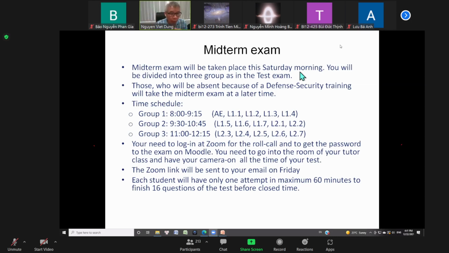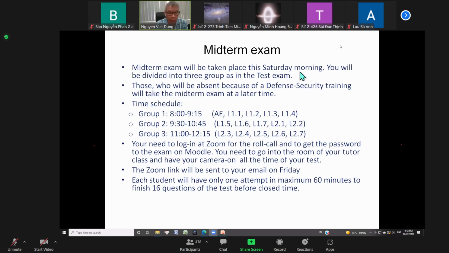Now there are some more requirements for you. The first one, you need to log in at Zoom to take the roll call and to get the password to the exam on Moodle. When inside the Zoom, you need to go into the room of your tutor class. And I require that you switch on your camera during the test. The Zoom link will be sent to you by email on Friday, not today, not tomorrow.